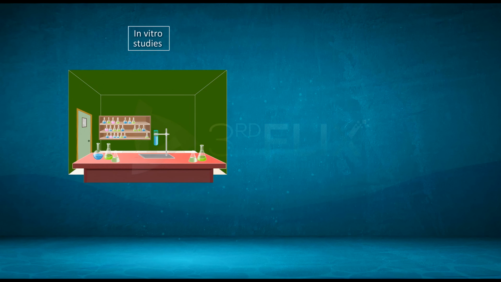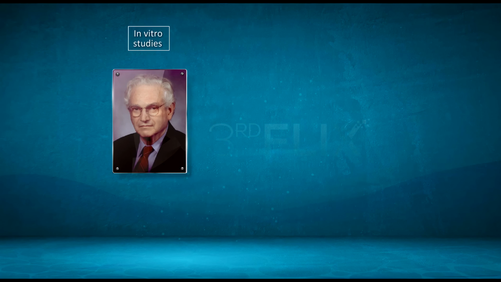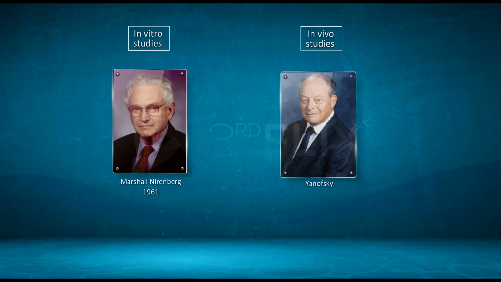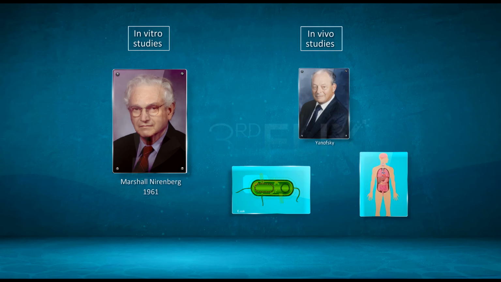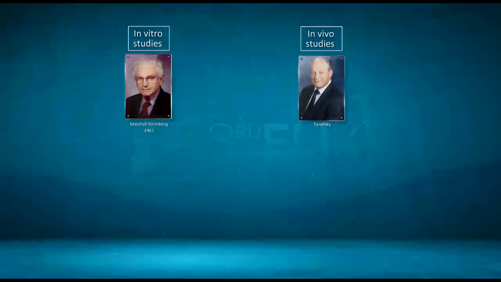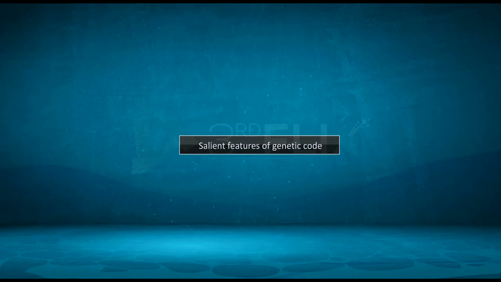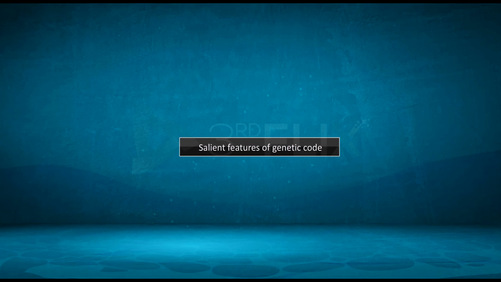The in vitro studies by Marshall-Nirenberg in 1961 and in vivo studies by Janowski in E. coli and man led to the formulation of the code in the form of a table for 20 amino acids. Salient features of genetic code.